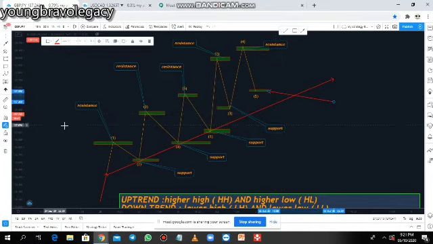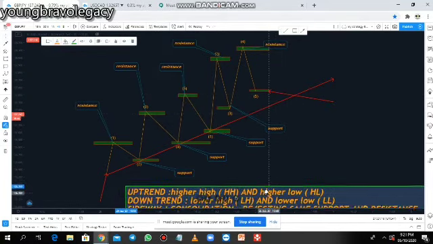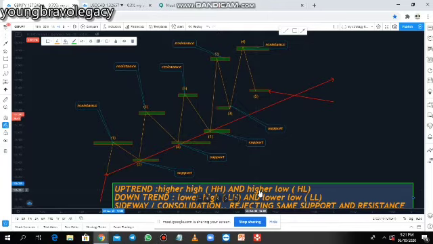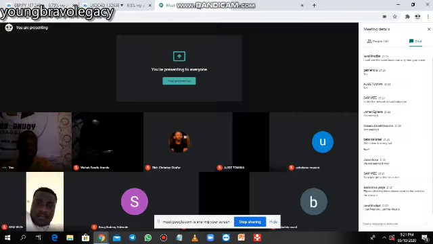Okay, so what I was saying. For uptrend we have higher highs and higher lows. Now, what we simply mean by higher high is the high that is higher than the previous high.